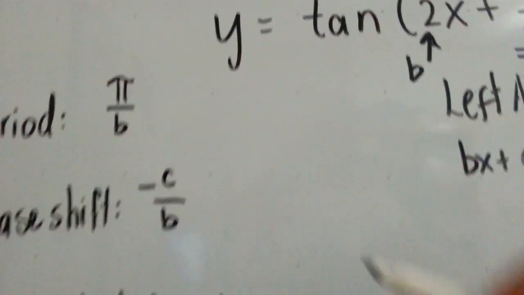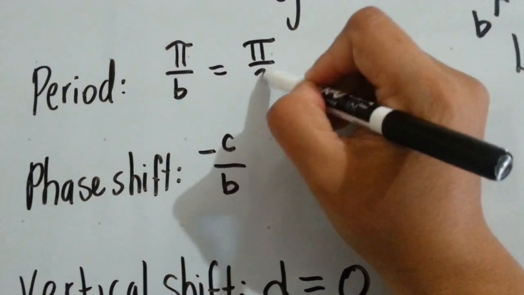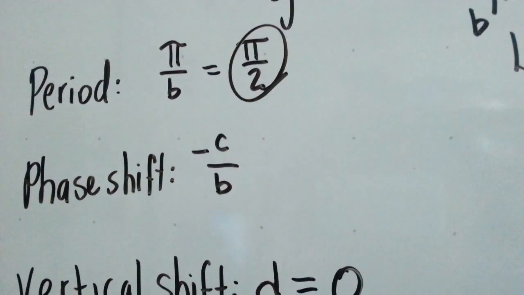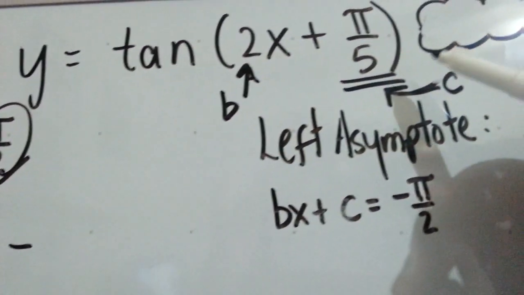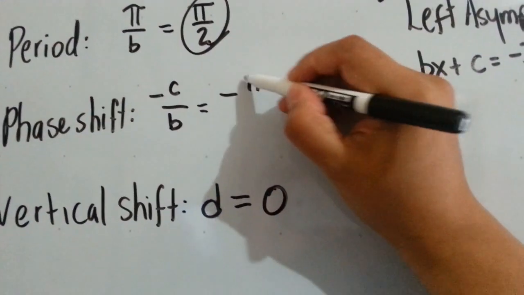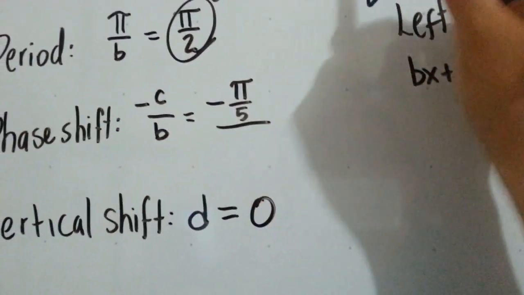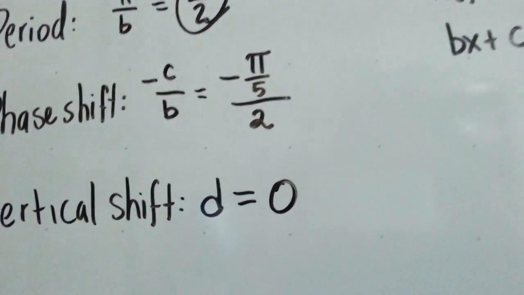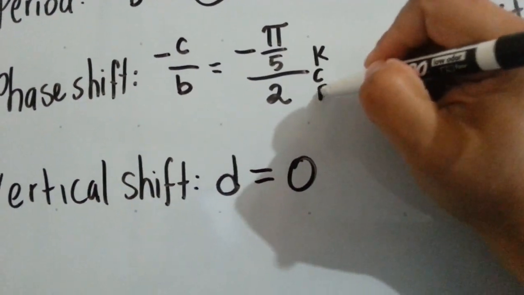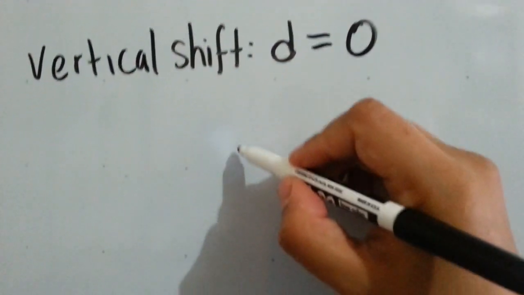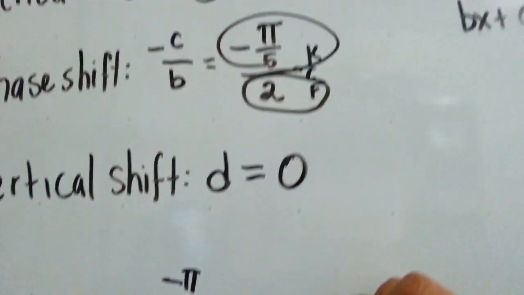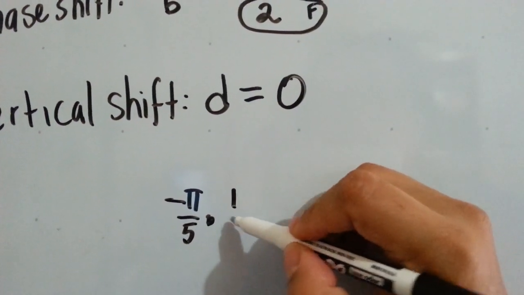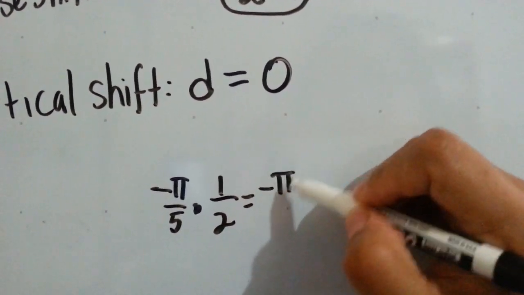The period is pi over b, so it's pi over 2. The phase shift is negative the c value. C is pi over 5 over b. B is 2. And then you keep change, flip, right? You keep the negative, I'm going to work it over here, negative pi over 5 multiplication now. And we're going to flip the 2, and the flip of the 2 is 1 over 2. So it's negative pi over 10.